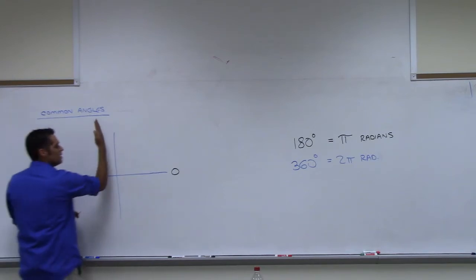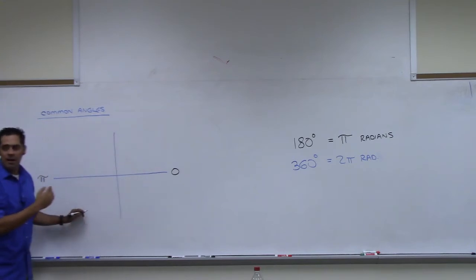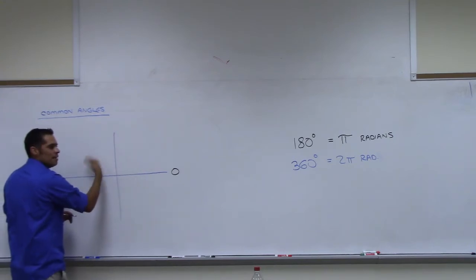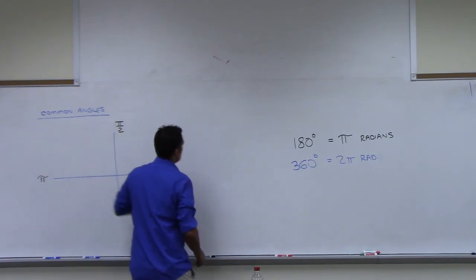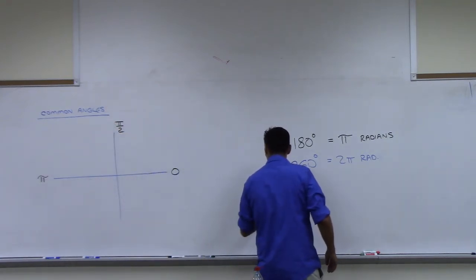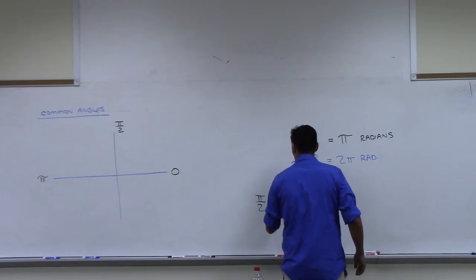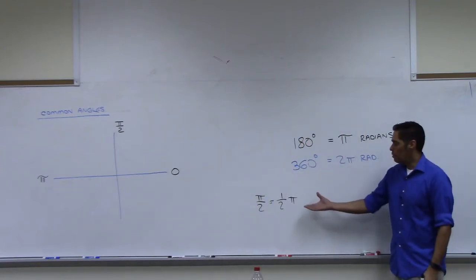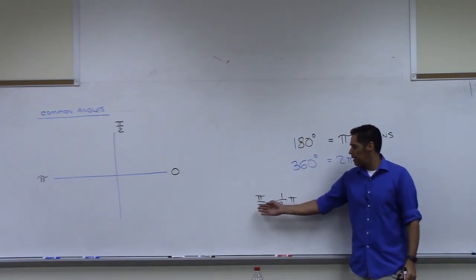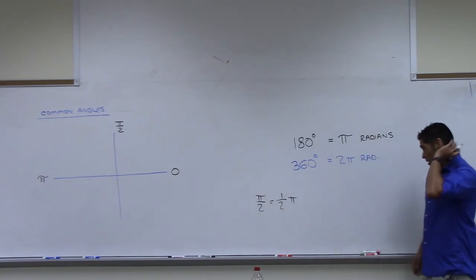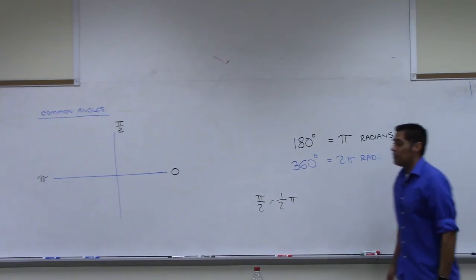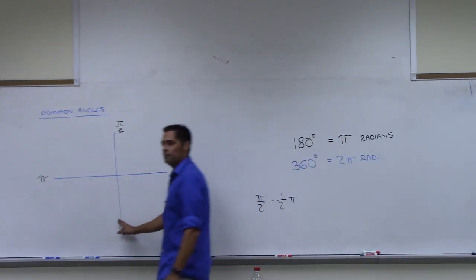So what about 90 degrees? That's half of pi, isn't it? If this whole thing is pi, then this would be half of it. Now we can write that pi over 2, or you can write that 1/2 pi. It doesn't matter. Either way. I prefer this, but in calculus, we probably do this.